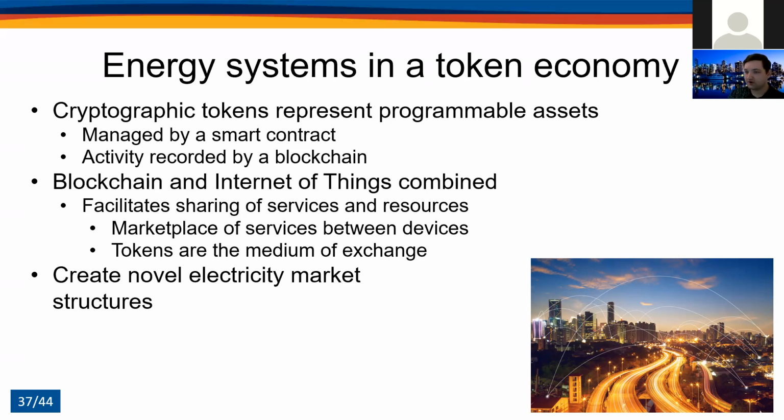Now, when you add that third set of technology, which is you're combining the blockchain and Internet of Things, this can facilitate sharing of services and resources, okay? This can lead to the creation of a marketplace of services between devices. Tokens will act as the medium of exchange in this marketplace. And what this is going to lead to is the automation of existing workflows. Now, what does this all do? This creates novel electricity market structures. And they're designed, or can be designed, to modify human behavior in favor of decarbonization and electrification and sustainable choices and resilience. And there's really a long list of things that they can create structures for.